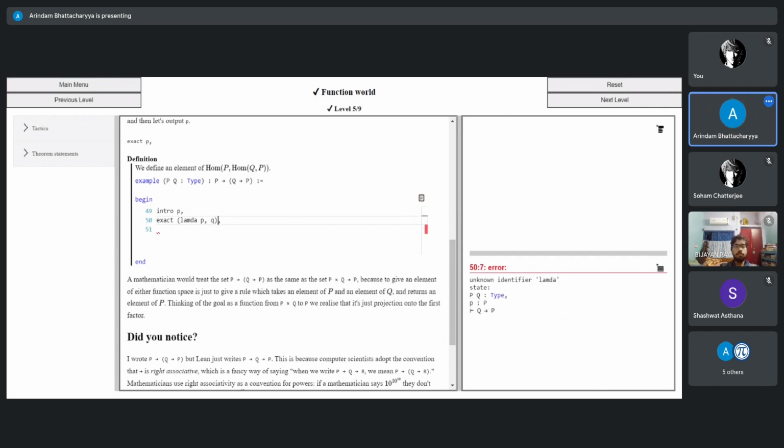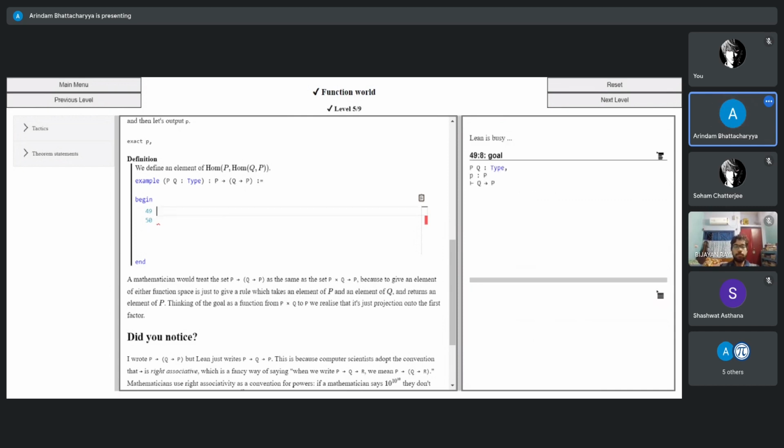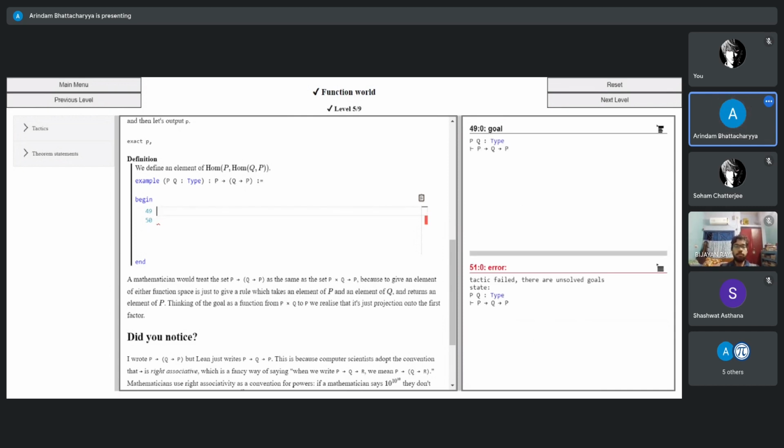Does this work? Oh, no. Never mind. So, forget lambda. I'll do this the propositional way. So, as functions, we are done, but as propositions, what this says is that P implies Q implies P. Does that make sense logically? P implies Q implies P.